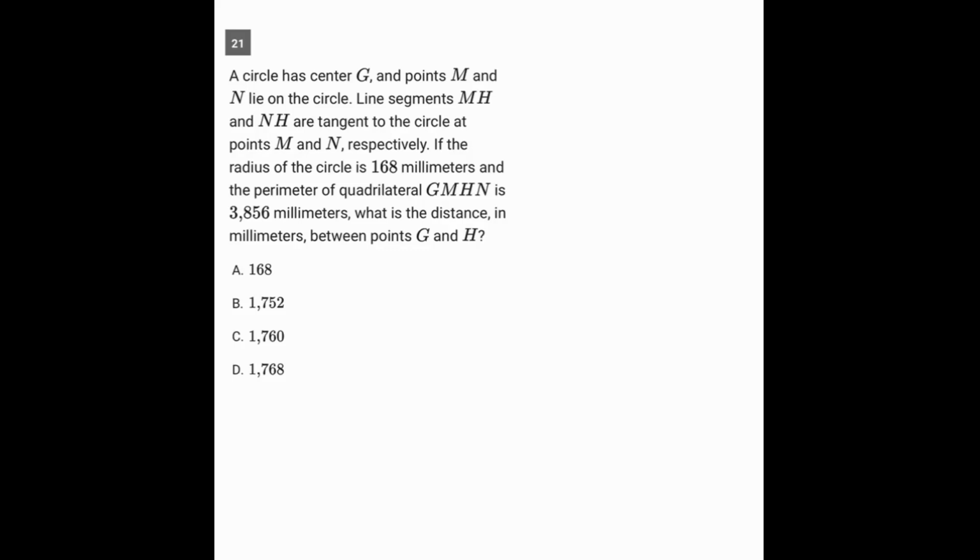In this question, we're being told that we have a circle and we've got two line segments that are tangent from the same point. So let's draw those line segments. There's one. And there's the other.